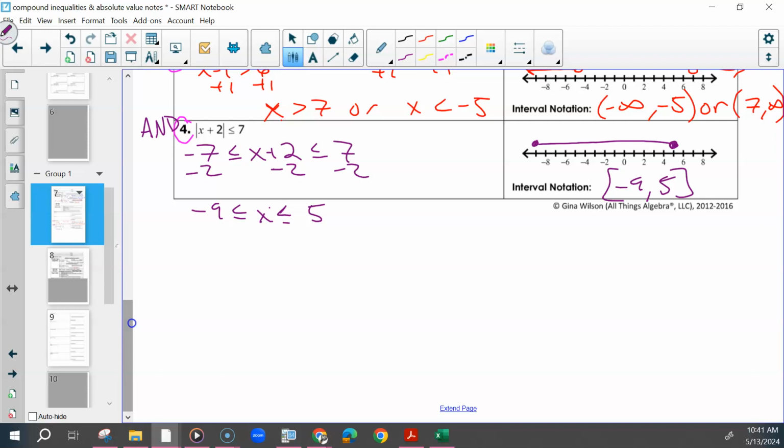However, if you didn't recognize that this was an "and" and you made your 2 cases, solve them both, graph them both, you would see that they overlap, and then you would just need 1 line to show where the overlap is. So you could do it either way. Questions there?